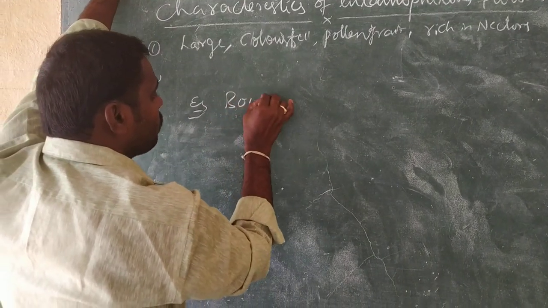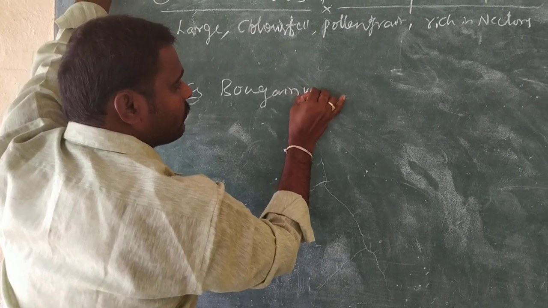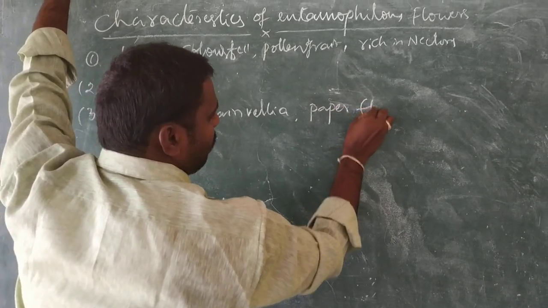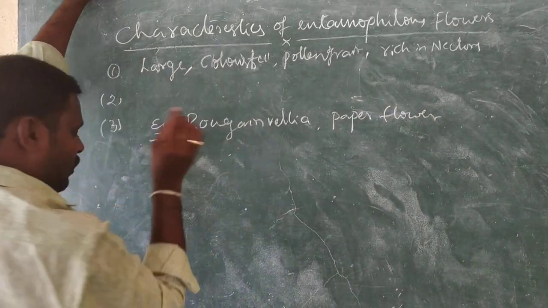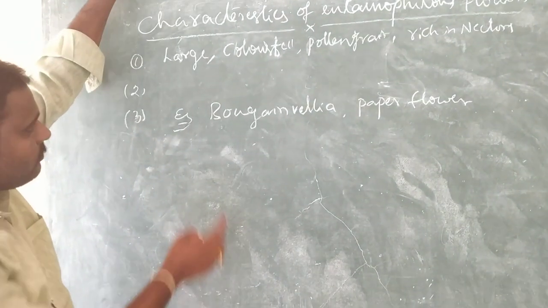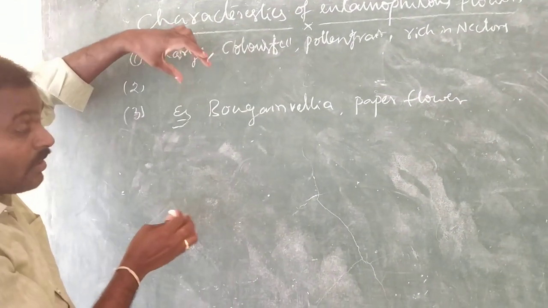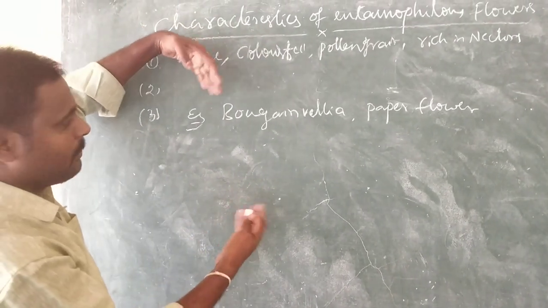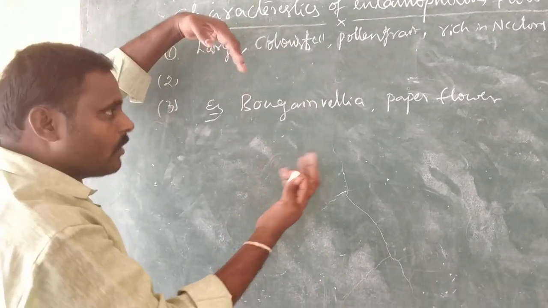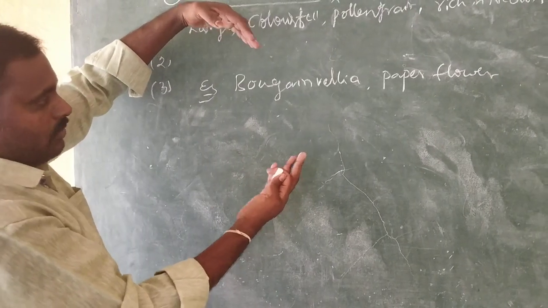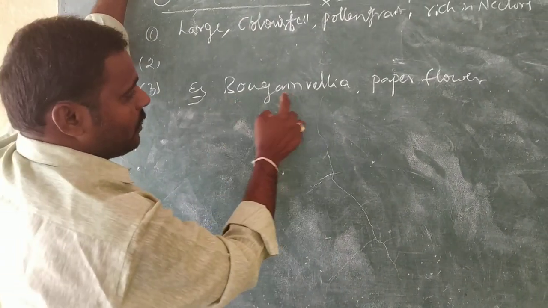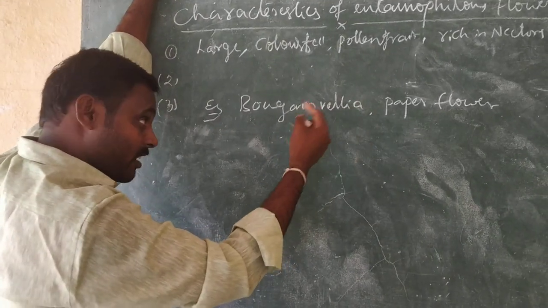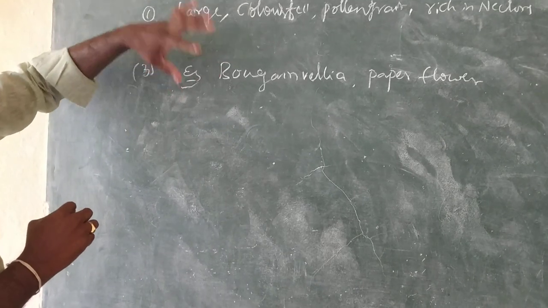Example for that: bougainvillea. It is also called paper flowers. In which condition? When petals are not showy or conspicuous, other floral parts like the calyx become conspicuous and they can attract the insects towards those plants for getting pollination. In bougainvillea, sepals become conspicuous and they are bright in color. So these are the conditions.